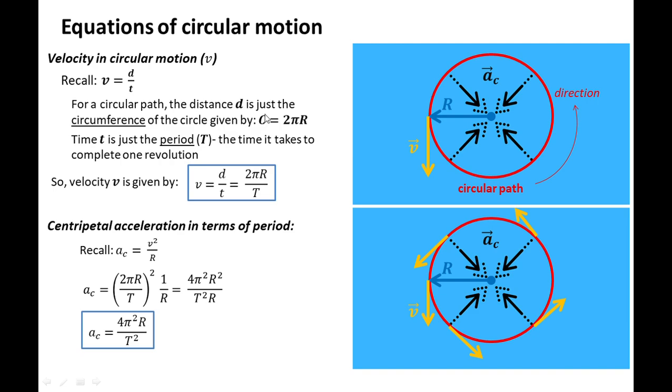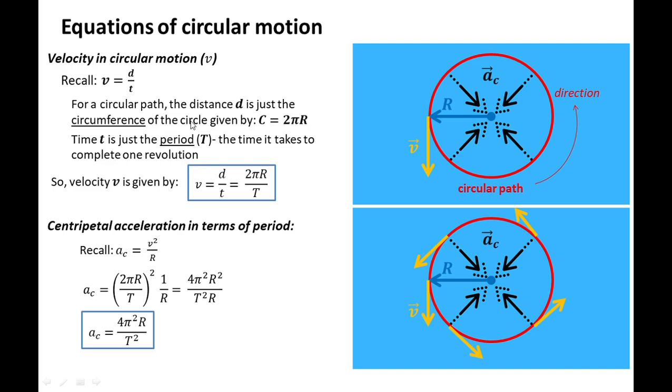So we just recall the equation for the circumference. Circumference is represented by big letter C, which is just equal to 2 times pi times the radius of this circular path. Again, the radius is the distance from the center to this circular path. Now the time, on the other hand, is just equal to the period, or the time it takes to complete one revolution.